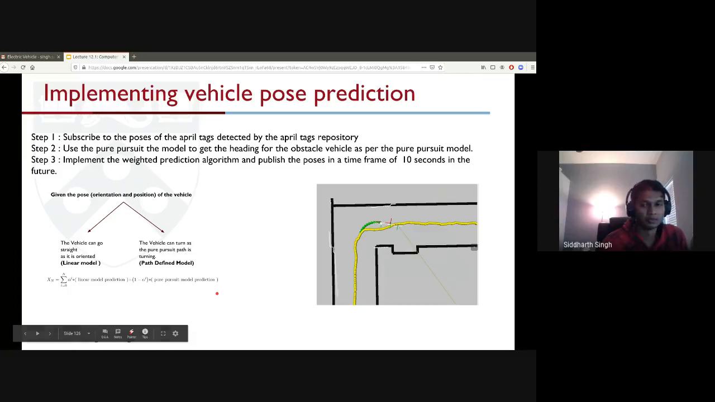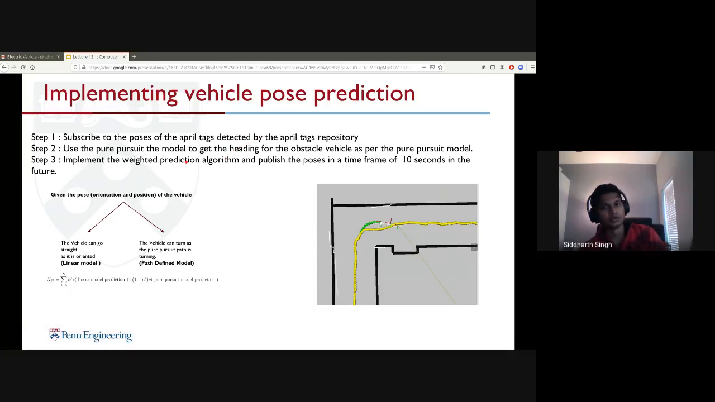It's a weighted average. So what you should see is that if you subscribe to the poses of the April tags, and then you use the pure pursuit model to get the heading for the obstacle vehicle, and then you implement this prediction algorithm for say 10 seconds, and you're at a corner, it should show up that your car in the next 10 seconds will try to turn left as the pure pursuit path wants it to. Does that make sense? Any questions?